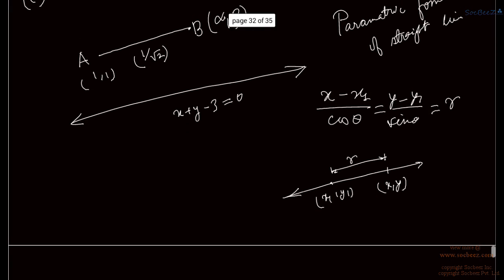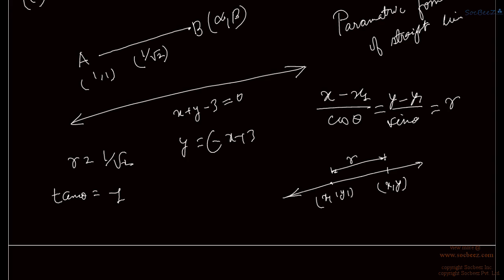Using this parametric equation we can find this point xy here. In case of this line segment AB we can find alpha beta. So here r is 1 by root 2. Since the direction of this line is given, we can find theta, that is cos theta and sin theta. Theta is nothing but the angle made by the line with the x axis in positive direction. So tan theta is minus 1 in this case, since y is equal to minus x plus 3. Minus 1 is the slope.